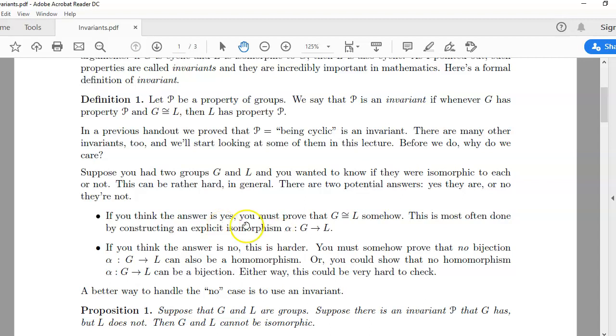Okay? If the answer is yes, there's only one thing to do: find me an alpha that works. However, if you think the answer is no, this is existentially a lot harder. You must prove that no such alpha exists.